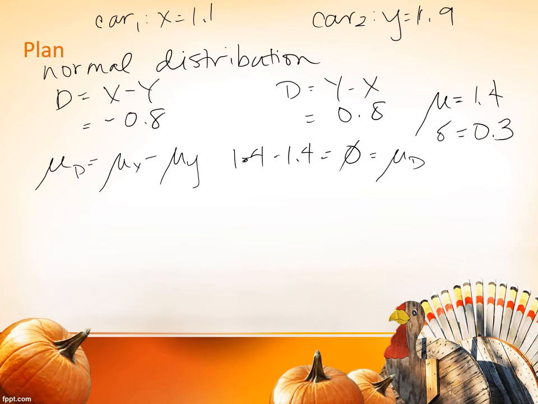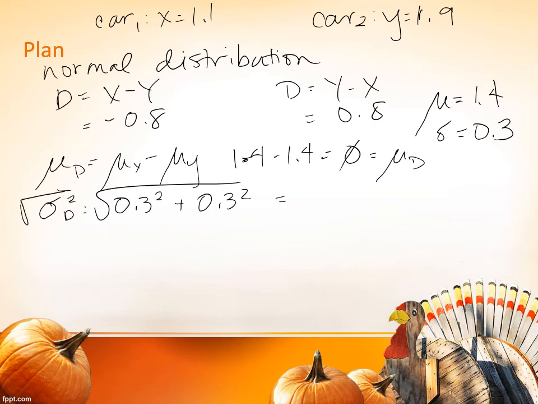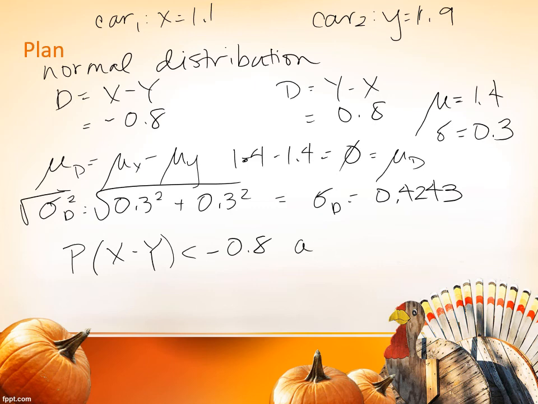The standard deviation, however, I'm going to need to add my variance. So 0.3 squared plus 0.3 squared, take the square root of both sides, and I'm going to end up with a standard deviation of 0.4243. So I have a mean of 0, a standard deviation of 0.4243, and what I'm looking for is the probability that x minus y is going to be less than negative 0.8, and the probability that y minus x is going to be greater than 0.8.